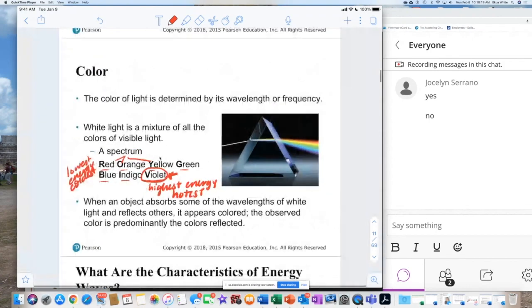Okay. I mentioned before, color of light is determined by its wavelength or frequency.